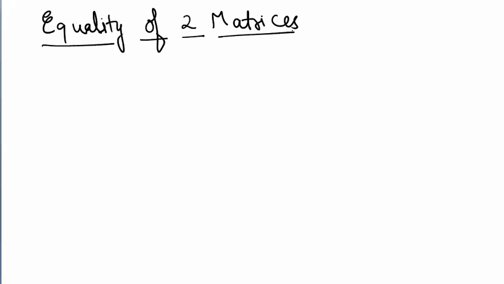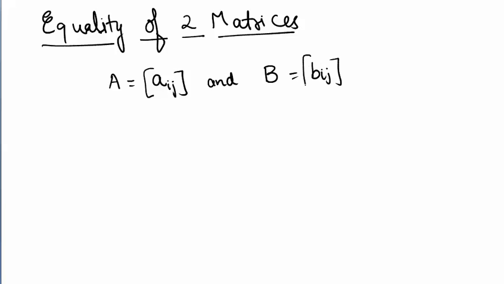Now, as we know, it's a very simple thing. Two matrices, let's say A, which I can represent by a_ij, and let's say there is another matrix B, which is b_ij, are said to be equal if there are two conditions.